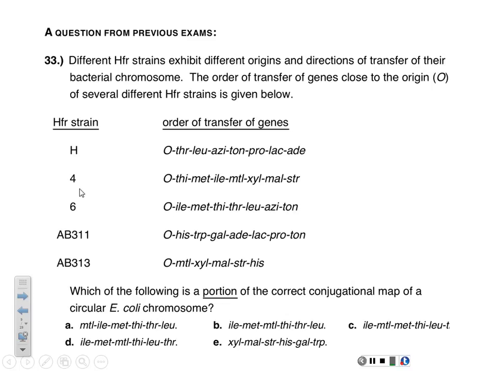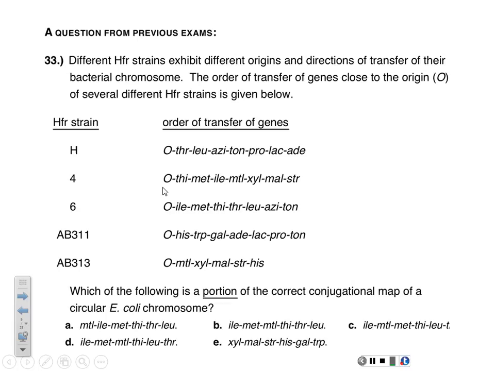And a different HFR strain might give you a picture of a different part of the chromosome. Because again, remember, the F plasmid here will have been integrated into a different spot. And now we want to see what genes get transferred over and in what order from that other spot. So you start at a different place on the circle of the E. coli chromosome, and you look to see what genes come over.